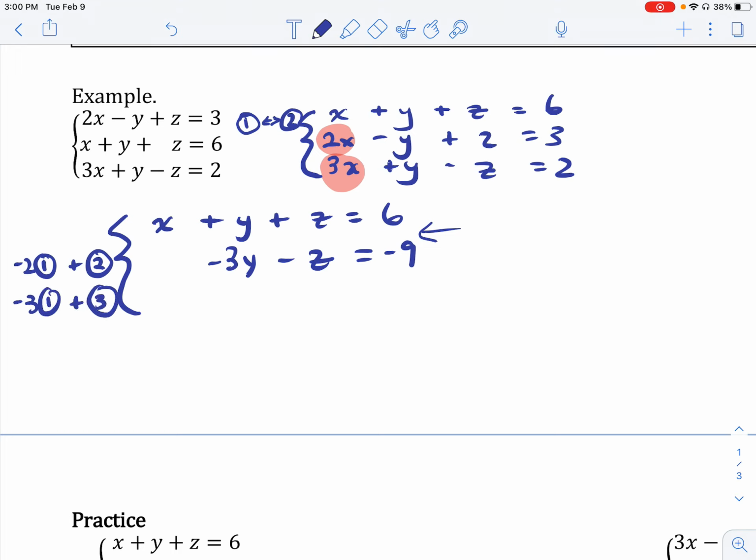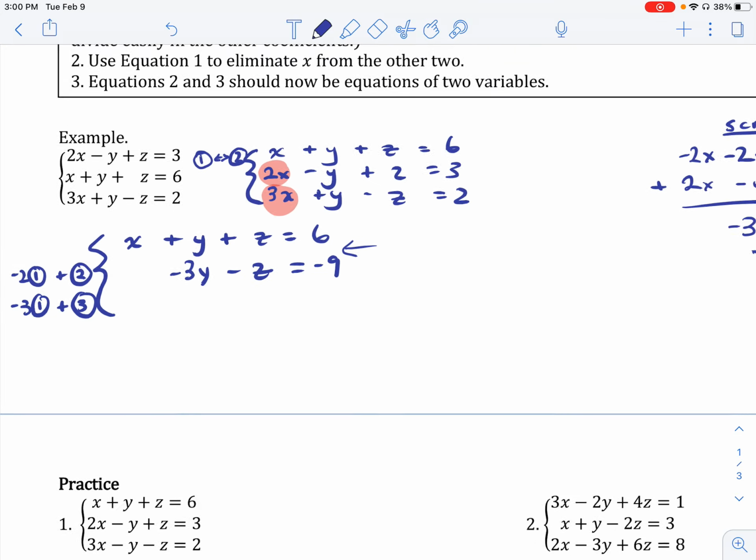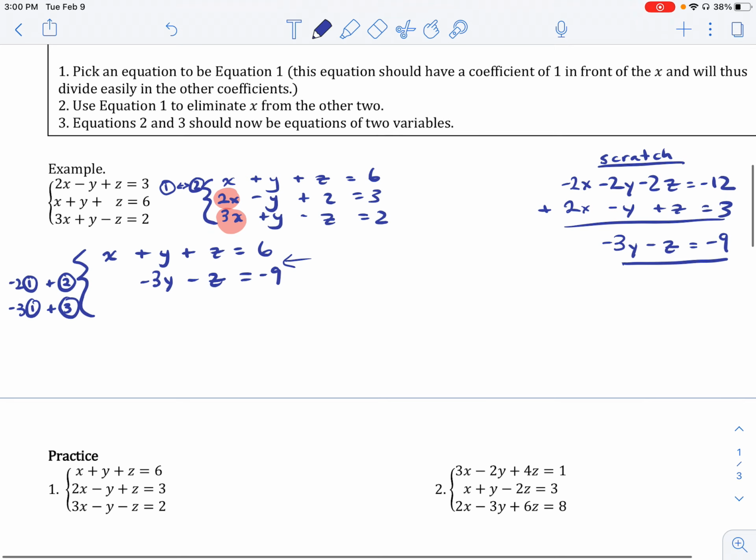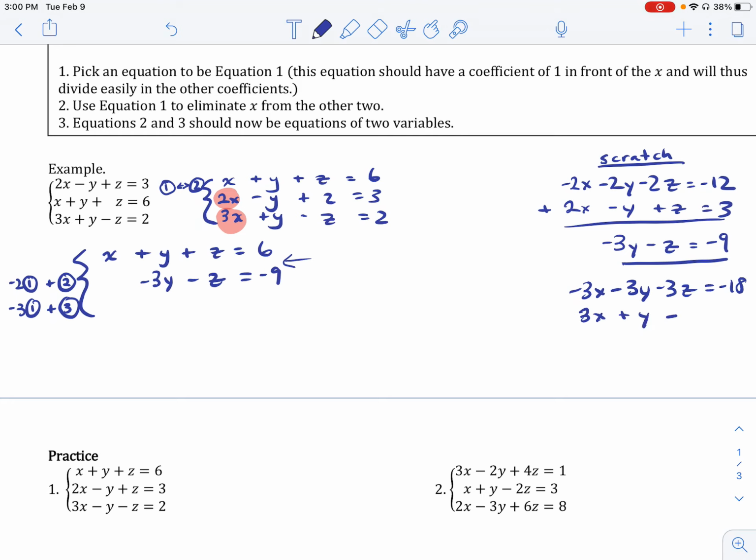So row 1 by -3, and I'm going to add that to row 3. Again, you can do this mentally if you want, or you can write out the scratch work. So I would say -3x minus 3y minus 3z is equal to -18. Now I'm going to add that to my row 3, 3x plus y minus z is equal to 2. If I add that all up, I'm left with -2y minus 4z is equal to -16.